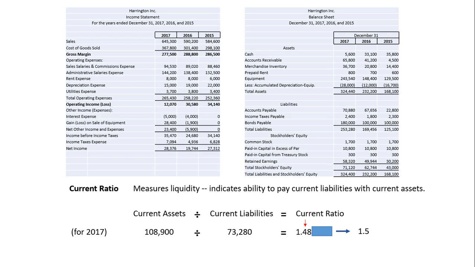Is 1.5 a strong current ratio or a weak one? Is Harrington able to pay its current liabilities with its current assets? One current ratio by itself doesn't tell us much. We need to be able to compare it to other current ratios, either for the same company, for example Harrington's 2016 current ratio, or to Harrington's competitors. We can say that in general, we'd rather have a current ratio on the higher side rather than on the lower side.